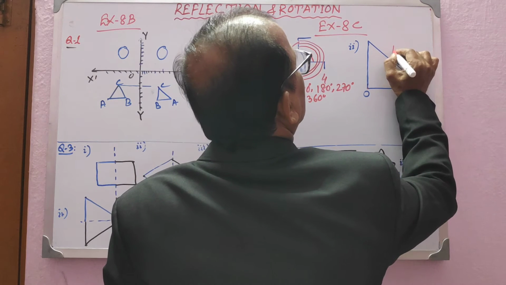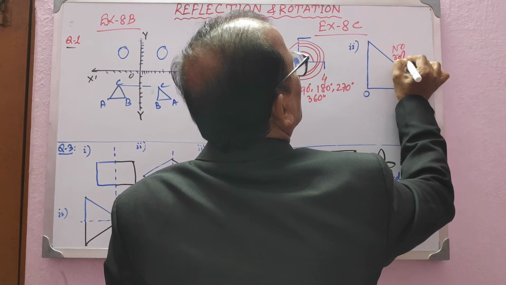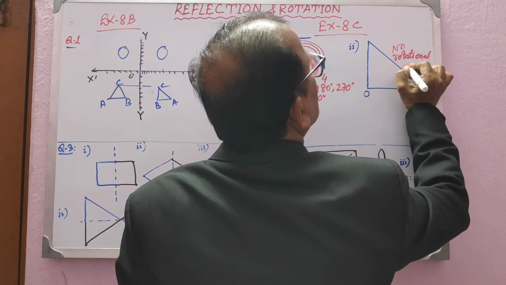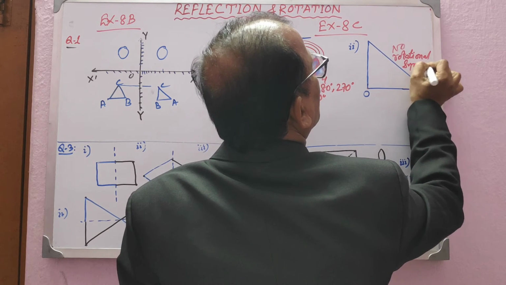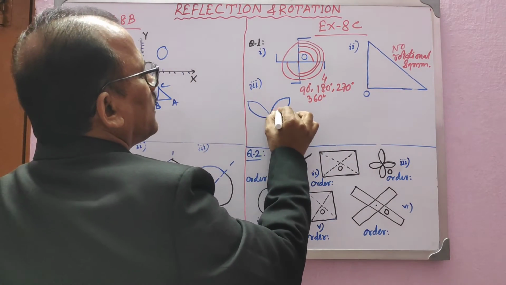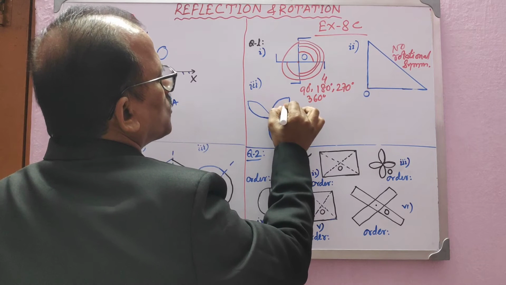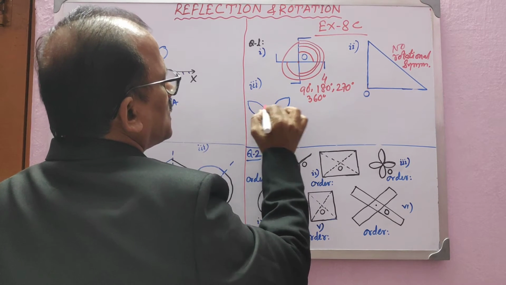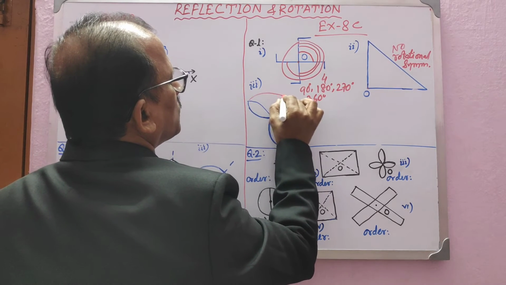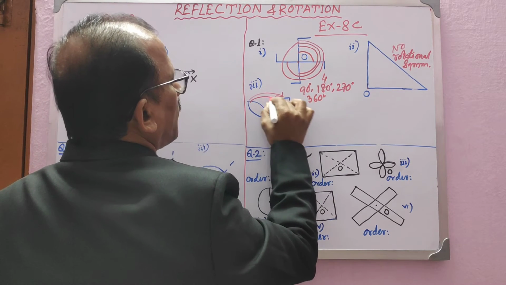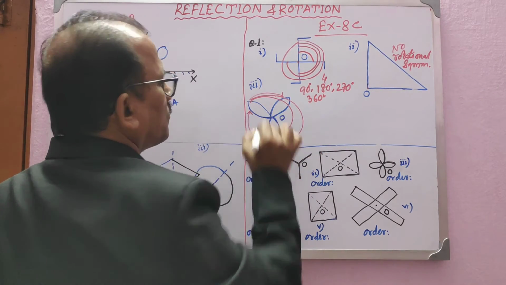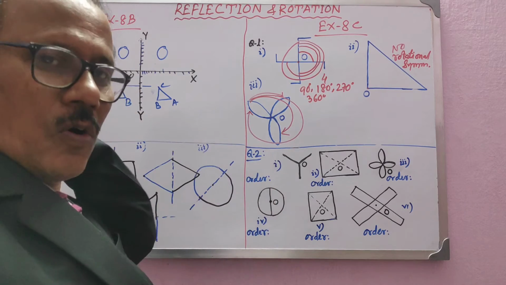So no rotational symmetry. Could you understand for this figure? But in this figure, if this leaf goes to this position, it will be symmetrical. This leaf comes to this position, it will be symmetrical. And this leaf goes back to its original position, it will be symmetrical. So it will follow order 3.